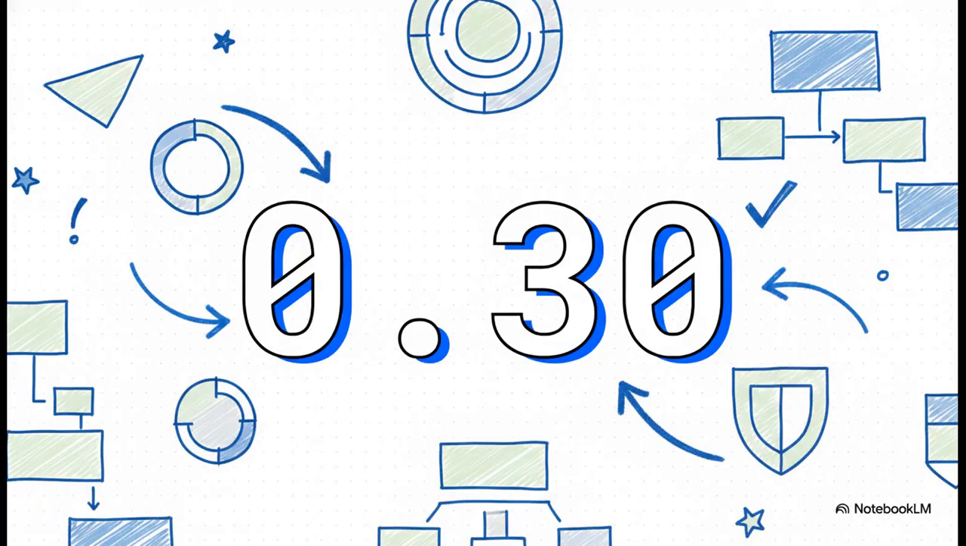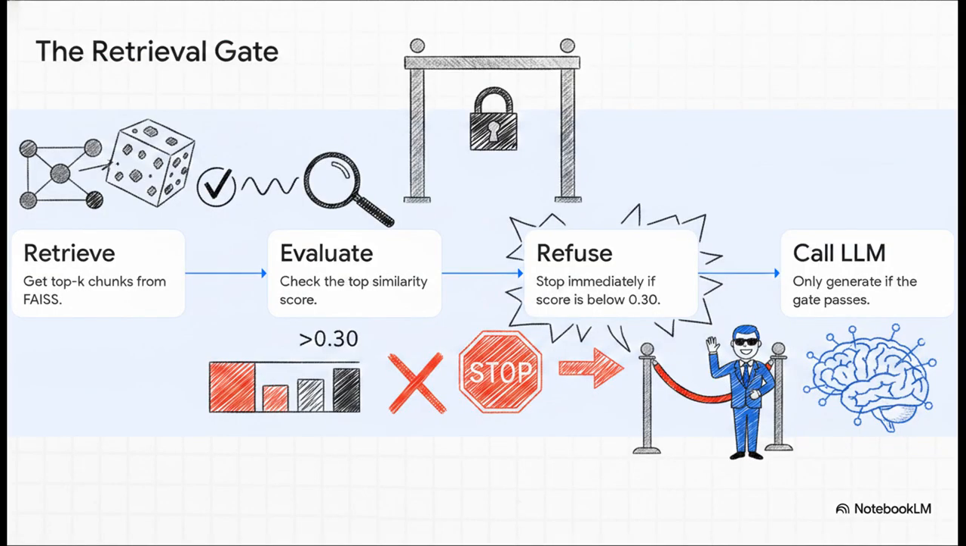Notice this specific threshold, 0.30. When you're using normalized cosine similarity in FAISS, this is the highly recommended baseline. It's your starting point for building a really defensive architecture. We actually use that exact threshold to build what's called a retrieval gate. Think of this gate as a bouncer for your LLM.